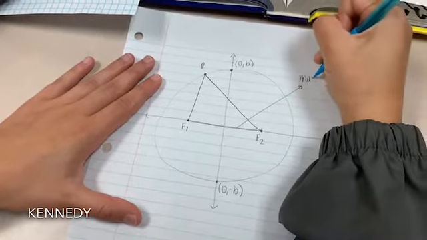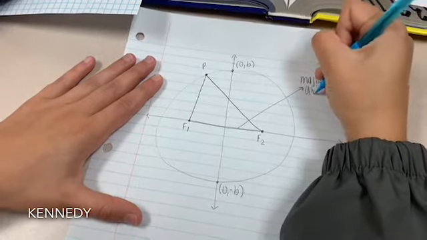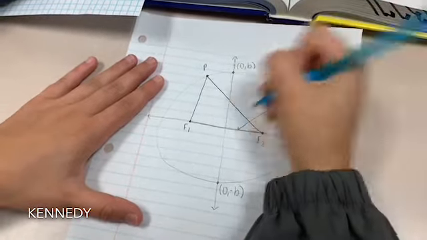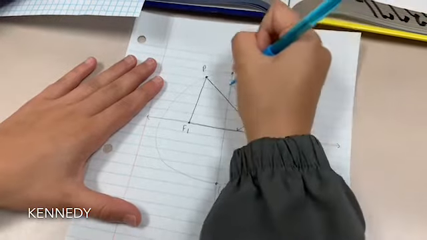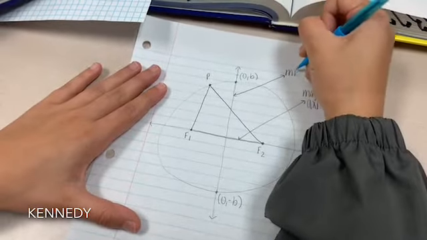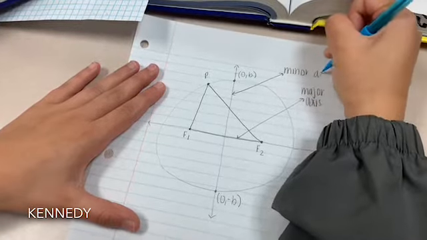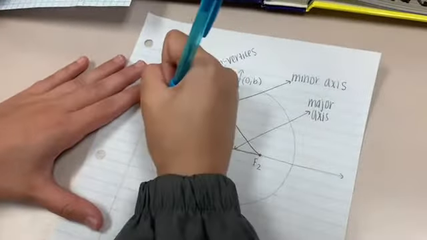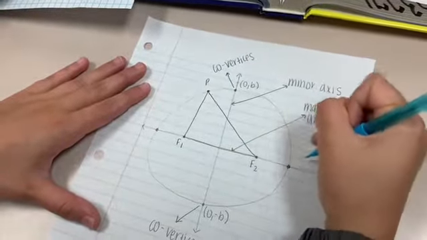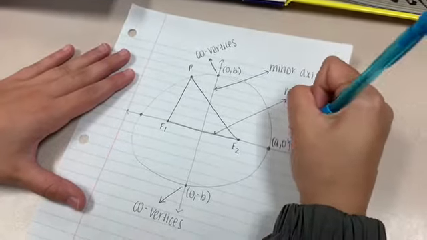This is the major axis. And this is the minor axis. These 2 points are called the vertices.